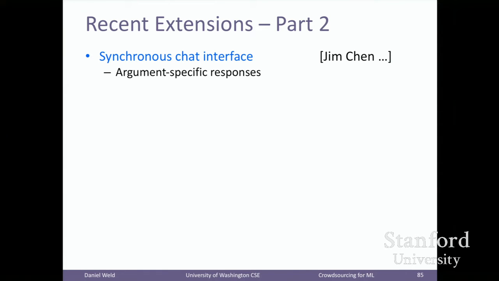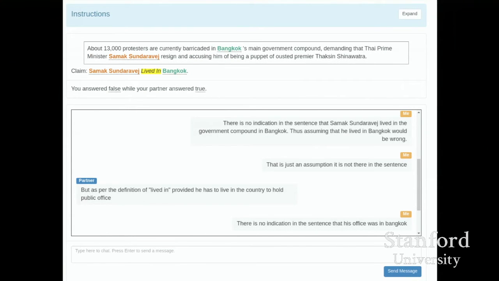It'd be much better if I got something that was customized specifically to my argument, maybe pointing out a hole in my argument. So what we did was try to build a synchronous workflow that lined workers up so that they could debate with each other about the individual merits of their own arguments. And Jim Chen built this kind of cool chat interface with a real-time crowd source workflow that actually does this.